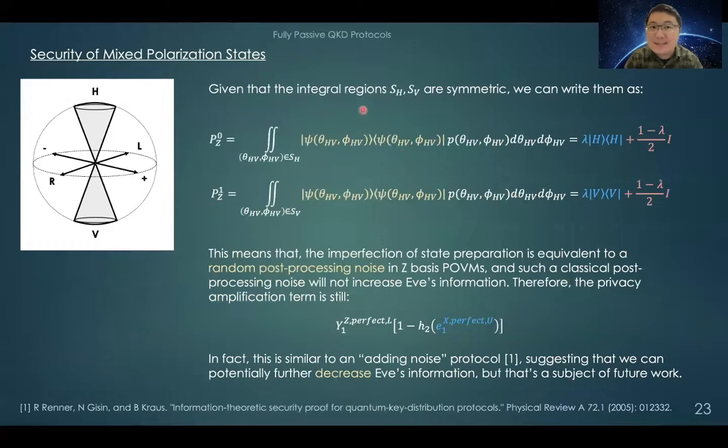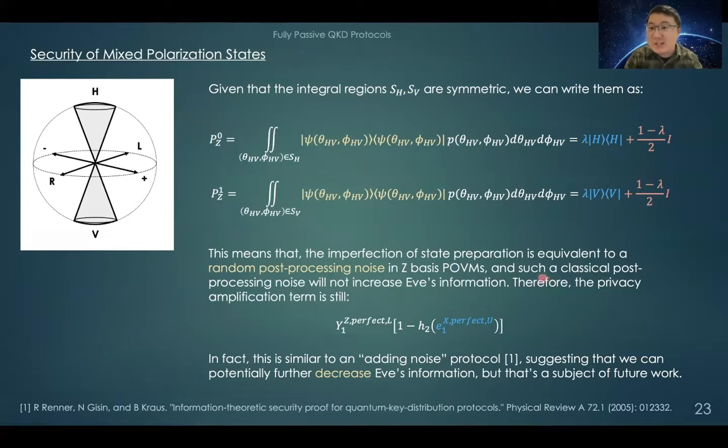We prove that given that the integral regions, S_H and S_V, are symmetric, which in our case they are, we can write this integral over that region as just a mixture between a perfect measurement along the Z basis plus some proportion of random noise. This is an identity matrix, which corresponds to a fully mixed state. So this is just random post-processing noise on the 0 and 1 bits for the Z basis. This means that the imperfect preparation of the states is equivalent to random post-processing noise.